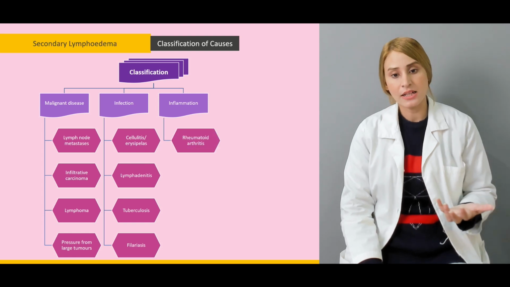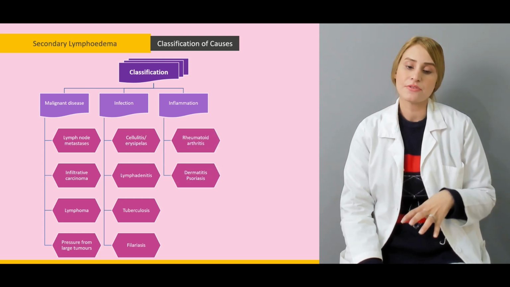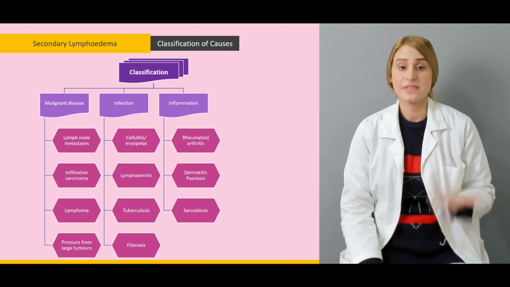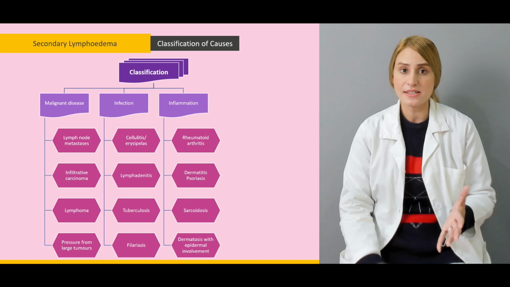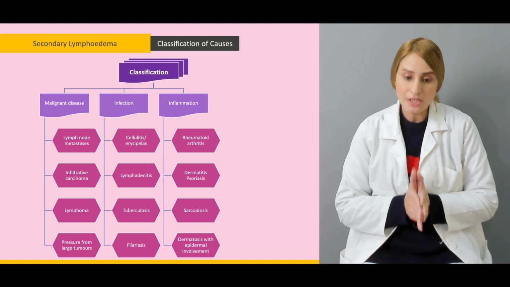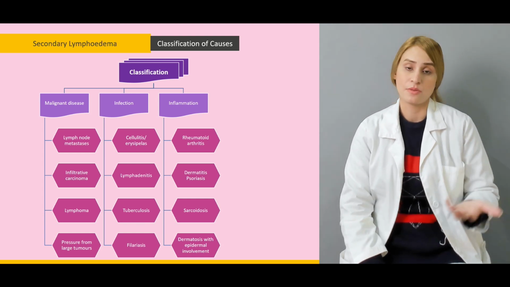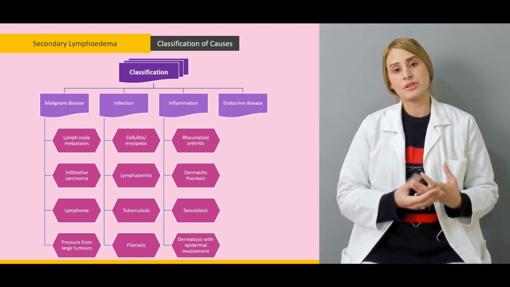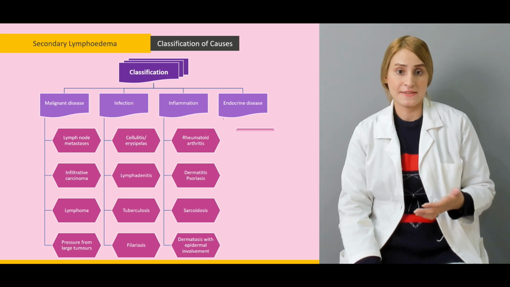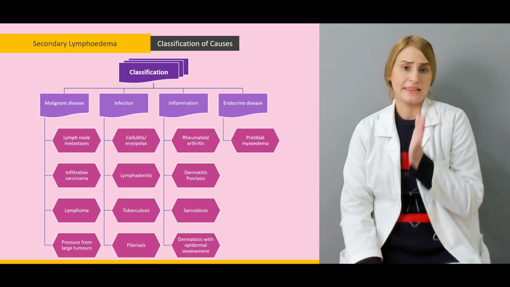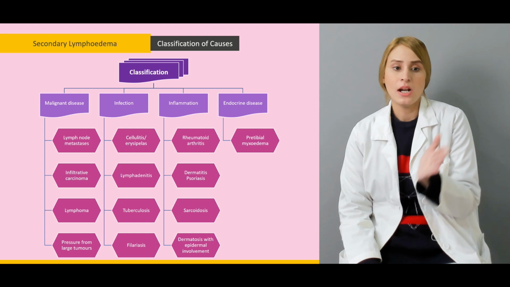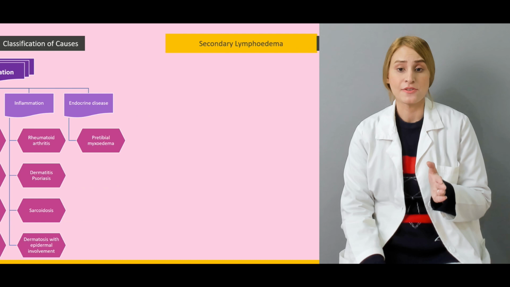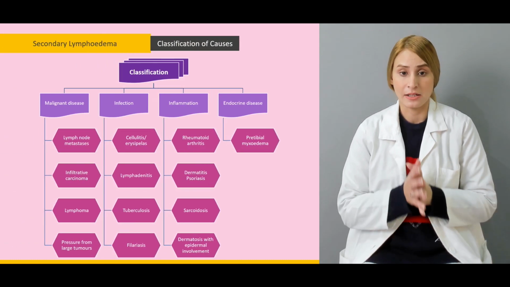It can be because of the inflammation in case of rheumatoid arthritis, dermatitis, psoriasis, sarcoidosis, which are actually chronic inflammatory processes, or they can be dermatosis with epidermal involvement. Now, there are other important things like the endocrine diseases, and usually they also lead to the development of secondary lymphedema, like the periorbital myxedema. So you have to keep that in mind.